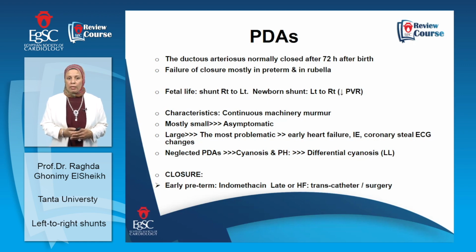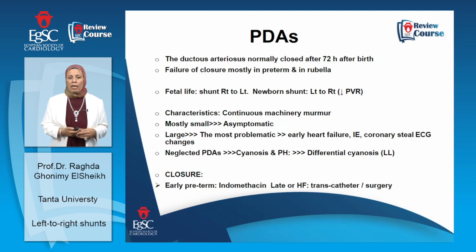Failure of closure occurs mostly in the preterm baby, or if the mother has rubella syndrome. In fetal life, the shunt through the PDA was right to left. After birth, the shunt returns to be left to right, which is normal, and the PDA carries a continuous murmur. If it's small, it mostly comes asymptomatic and can close spontaneously through the first 3 months. After that, it will never close.